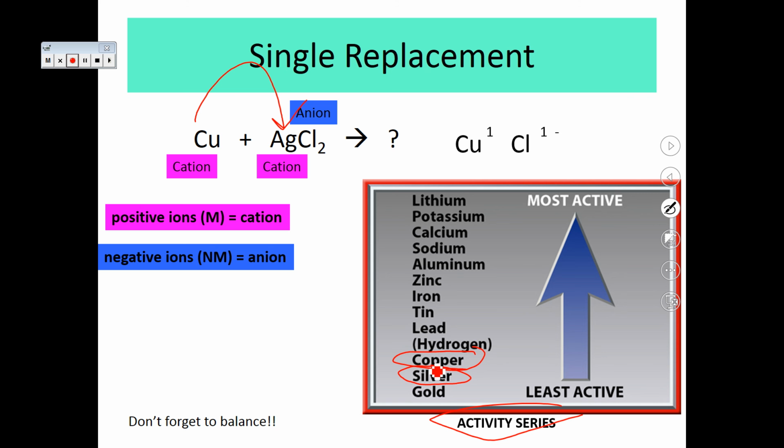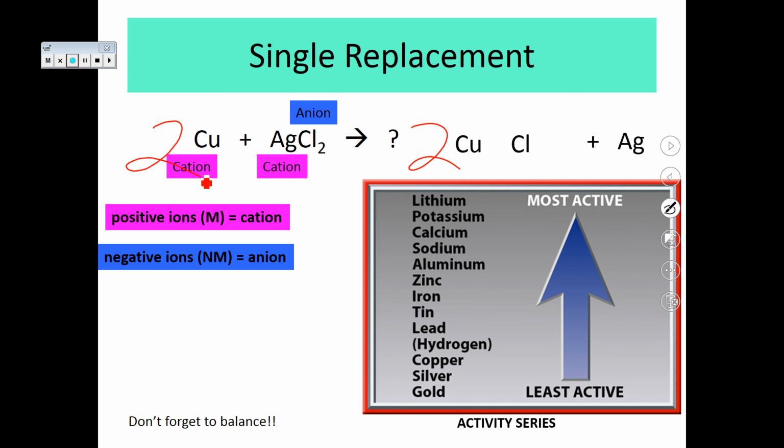Chlorine is +1, or -1 rather. Drop and swap. Your formula for copper chloride is CuCl. And then the silver gets put out by itself. Okay, you do need to balance it when you're done. Multi-steps, multi-levels. So you put a 2 here, a 2 here. Okay, so for a single replacement reaction, step 1, figure out what the single element is going to replace. Step 2, look at the activity series to see if that will actually happen.